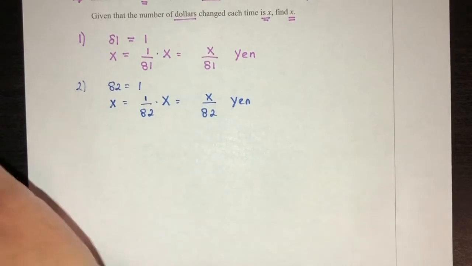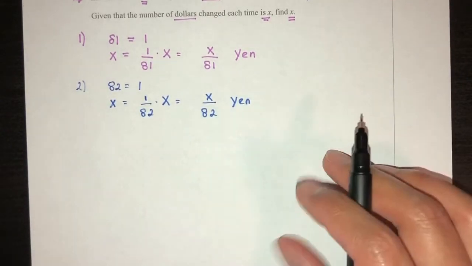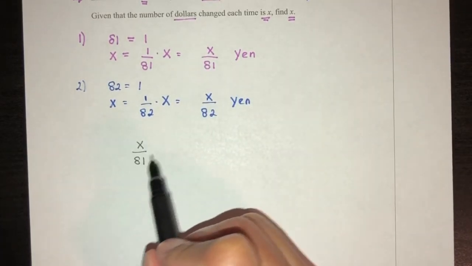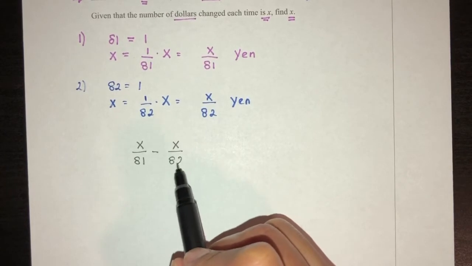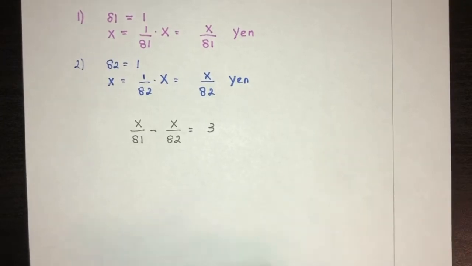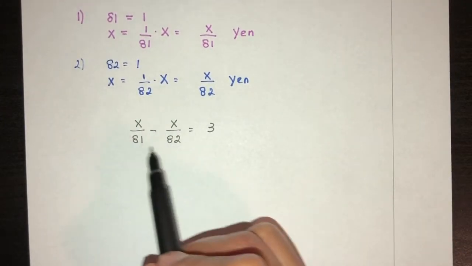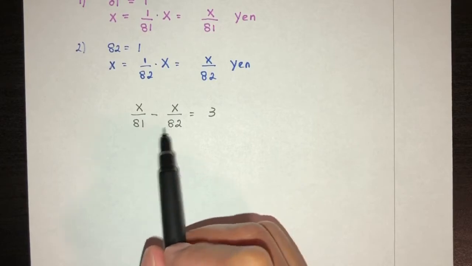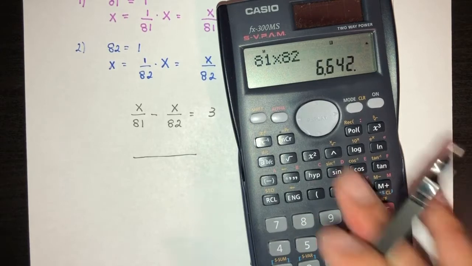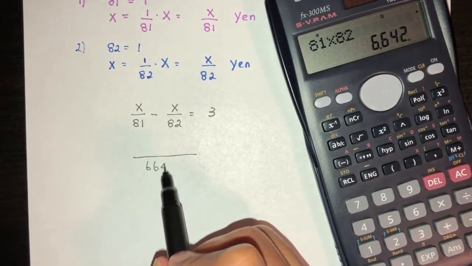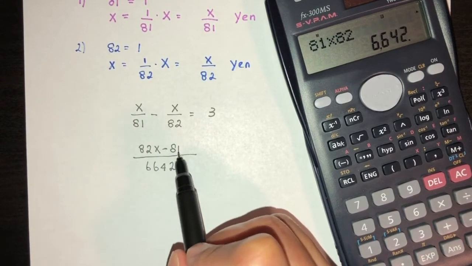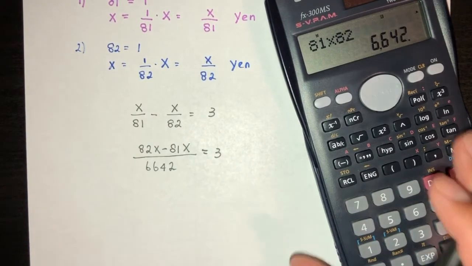Same way we do, let me use a different color. So Debbie is this much, x over 81, minus Emma should give you 3 yen. Now we can just solve for the value of x. The first step is to simplify this side. As you observe, the bases are different, so we have to find the LCM by doing 81 times 82. That will be 6642. Then we cross multiply: 82x minus 81x equals 3.